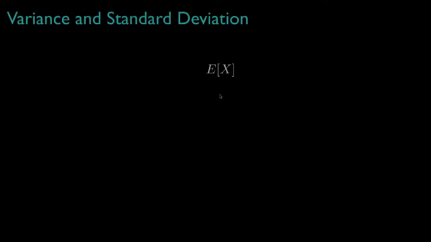Well, let's begin by talking about moments for a random variable. The first moment for a random variable is simply the expected value for the random variable. The second moment for a random variable is the expected value for the square of the random variable. The third moment, expected value for the third power of the random variable. And in general, the nth moment is the expected value for the nth power of the random variable.